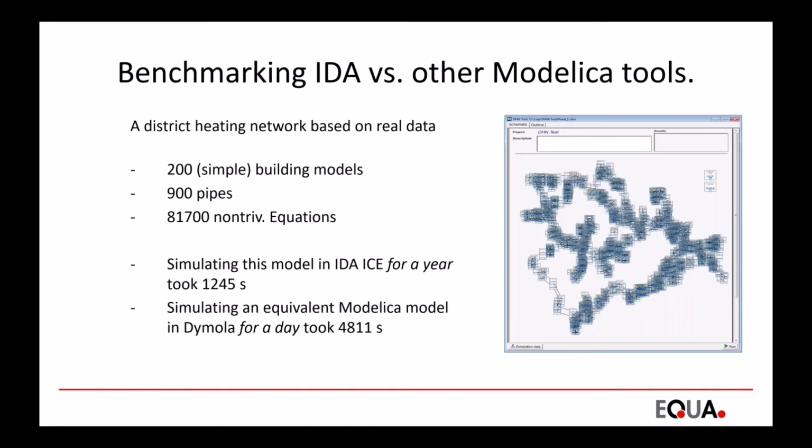With 200 simple building models, so these are simplified building models, I think about 20 equations in each model, 900 pipes connecting these buildings, and this amounts to a total of about 82,000 equations. So it's a sizable model, but it's not huge. And if you simulate this system in IDA for a whole year, it takes some 20 minutes or so.